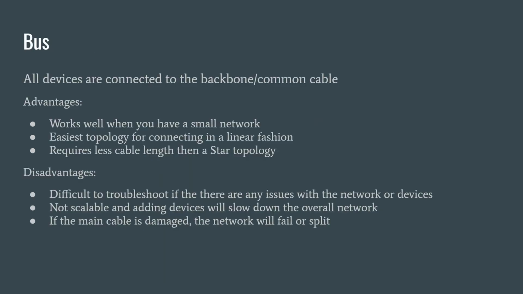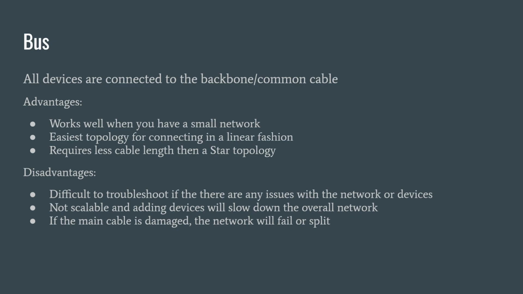The bus network type is when there is one backbone or common cable and all of the devices on the network are connected to it. The advantages to this network type is that it works well when you have a very small network. It is the easiest topology for connecting in a linear fashion, and it requires less cable length than a star topology.